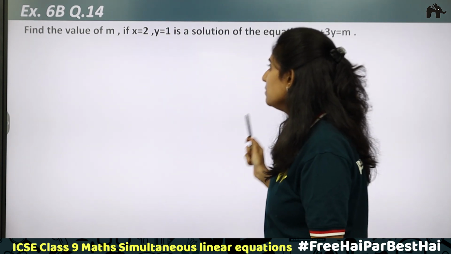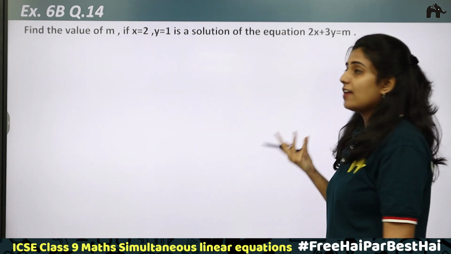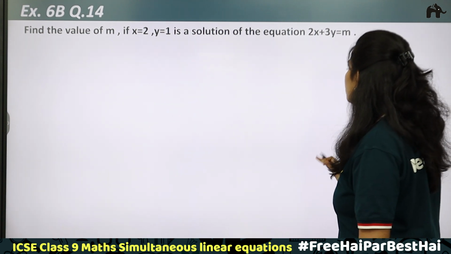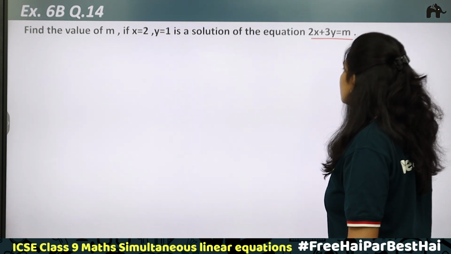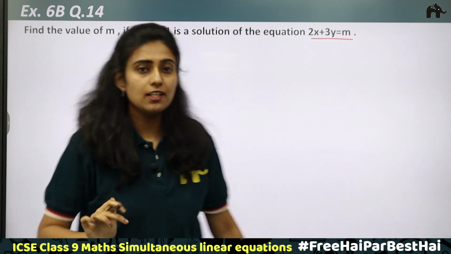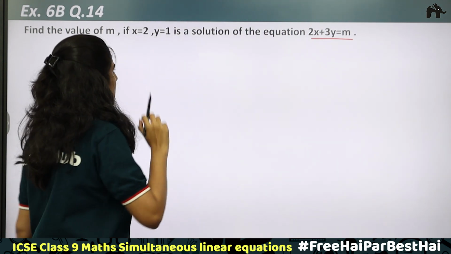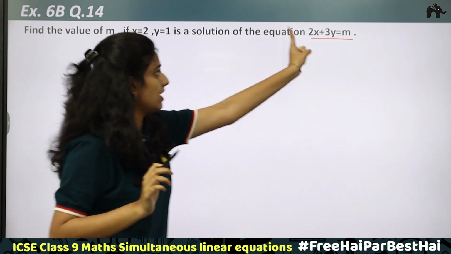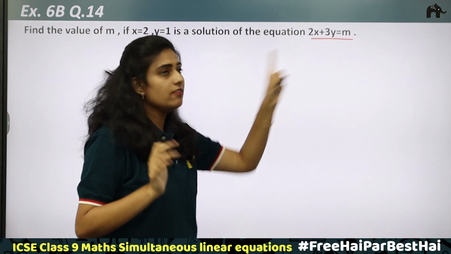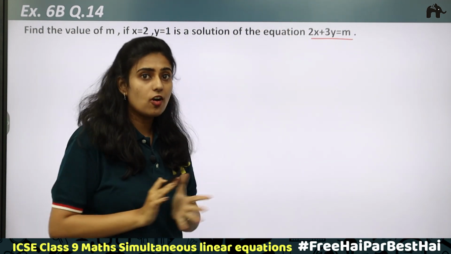Question number 14 of exercise 6b. Find the value of m if x is equal to 2, y is equal to 1 is a solution of the equation 2x plus 3y is equal to m. What does it mean? When you substitute the x value equal to 2 and y value equal to 1 in the left hand side, the right hand side value will be equal. Only then we call it an equation.